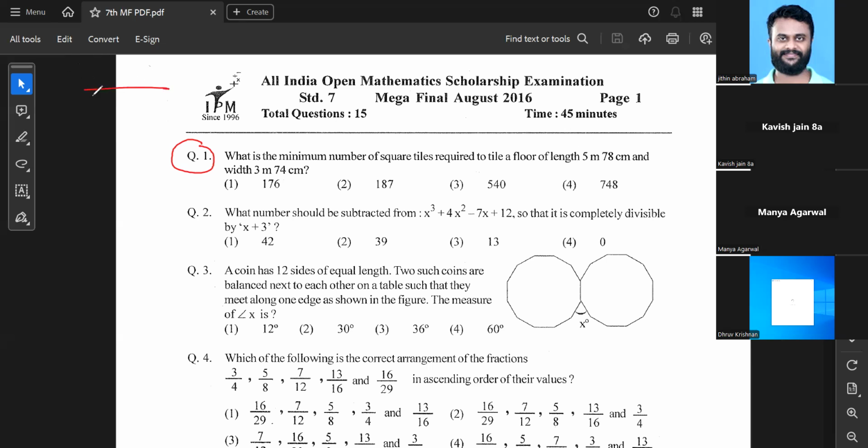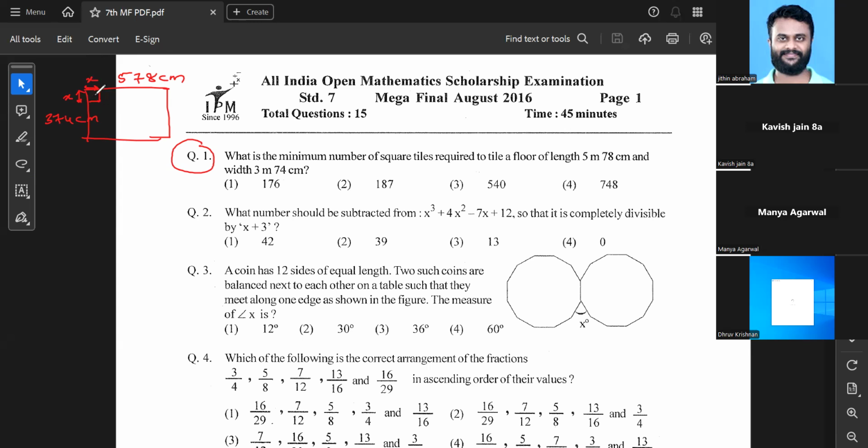So this is a rectangle. The length is 578 centimeter and the breadth is 374 centimeter. So you'll have to find a square tile. The special thing about a square tile is that both the sides, meaning the horizontal side and the vertical side, are the same in this case. All sides are same for a square. So square tile, when you are keeping this section and this section, both should be straight.